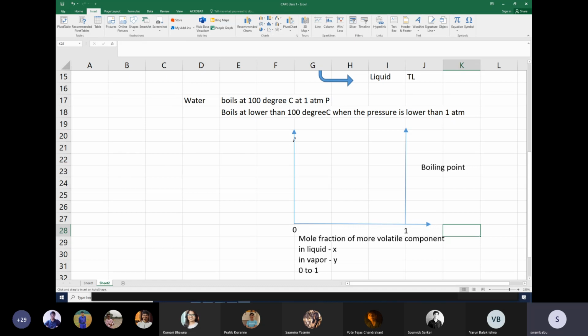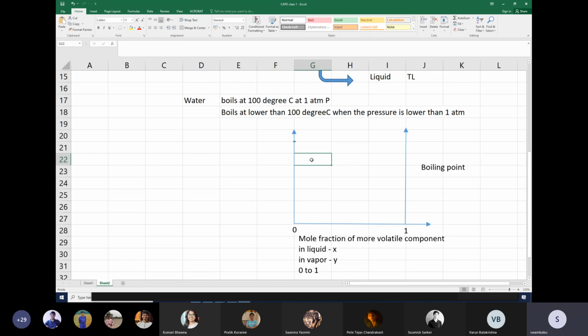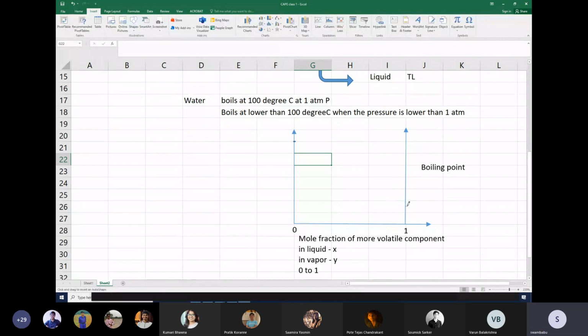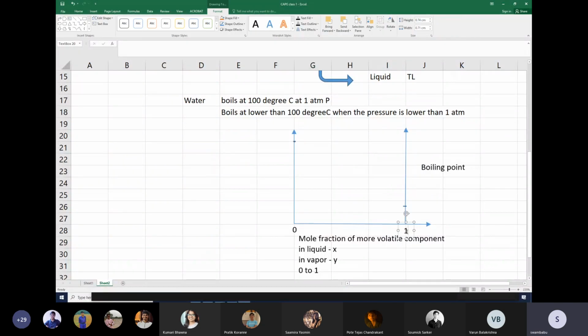So the boiling point of this will be at this point because this is x equal to 0. X means the mole fraction of the more volatile component is 0. That means the low volatile component will be there. They will have a higher boiling point. Then we have another boiling point. X equal to 1 means it is fully high volatile component, which has the lower boiling point.